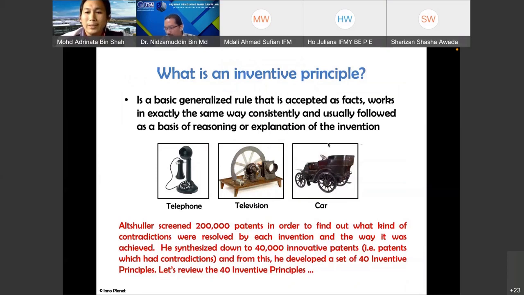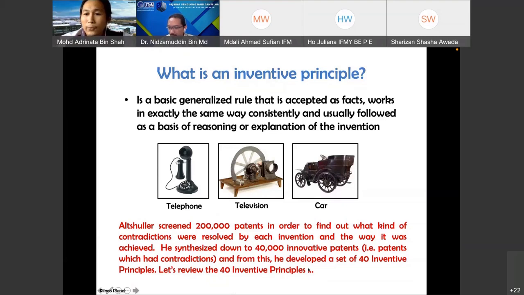Inventive principles. The inventive principles came from Genrich Altshuller, the TRIZ master. He is the founder of TRIZ. Altshuller screened 200,000 patents. Submissions of patents in Russia went through him. He screened them in order to find out what kind of contradiction was resolved by the people. After they were synthesized, he narrowed them down to 40,000 innovative patents, which he found were again and again the same thing, the same methods applied to different problems. So there come our 40 inventive principles.